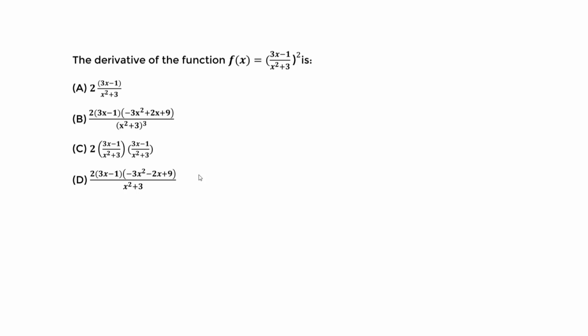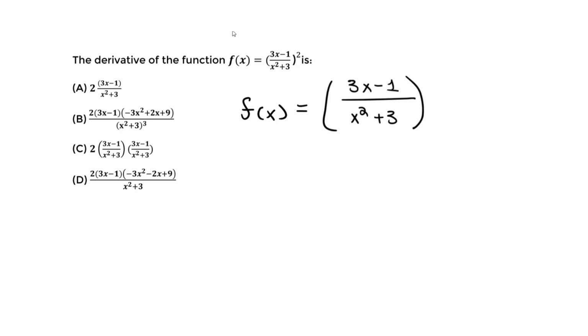Okay, so now we got ourselves a straightforward example where we want to take the derivative of a function as it's given. So what is the derivative of this function? Let me first begin by writing this again so we can see and simplify it. It's going to be open parentheses 3x minus 1 divided by x squared plus 3, and all of that is raised to the second power. That power is important: this whole thing is raised to the second power.